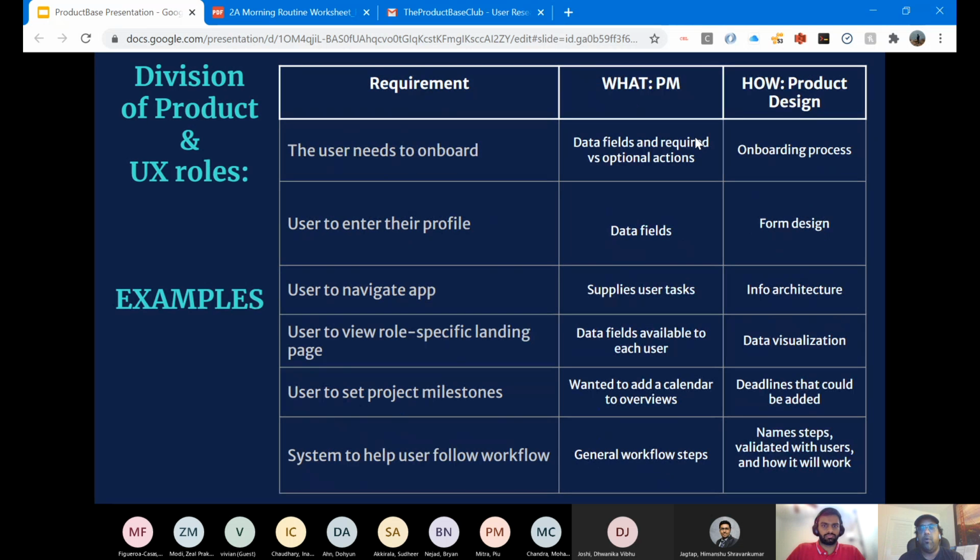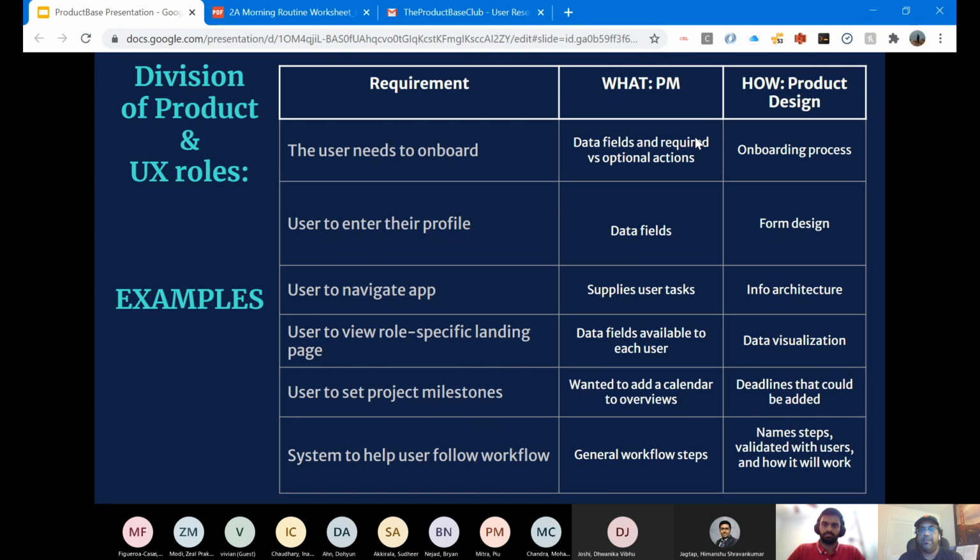But then if you look into what the requirements entail, what exactly do you mean by requirements? As a PM, I can basically say, I need a place for the user to enter their profile in the product. Profile creation is an important part of the user experience. But what does the form look like? What exactly are the fields in the form that I need to enter? Those are things that the product design or the UX design person may be responsible for.